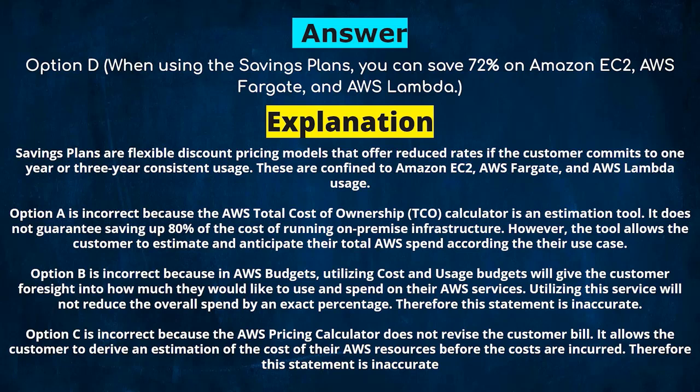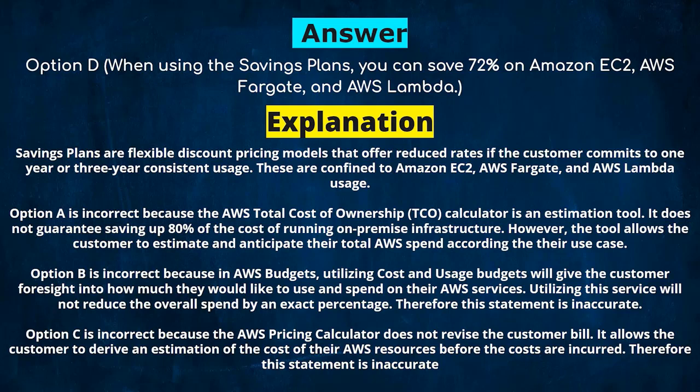Option A is incorrect, because the AWS Total Cost of Ownership calculator is an estimation tool. It does not guarantee savings up to 80% of the cost of running on-premise infrastructure. However, the tool allows the customer to estimate and anticipate their total AWS spend according to their use case.